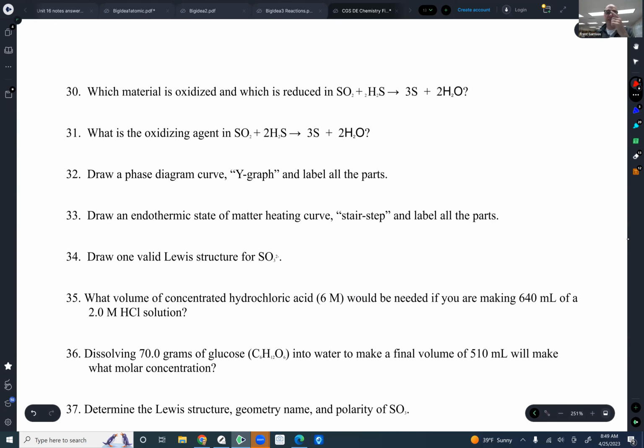Which material is oxidized, which is reduced? All of the oxygens have a charge of -2. The hydrogens have a charge of +1. So it's down to the sulfurs, but the sulfur is doing both. Here it has a charge of +4, and over here, it has a charge of -2. But on the left side, it ends up with a 0.